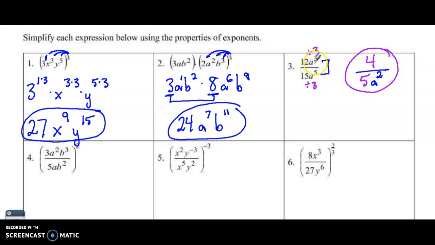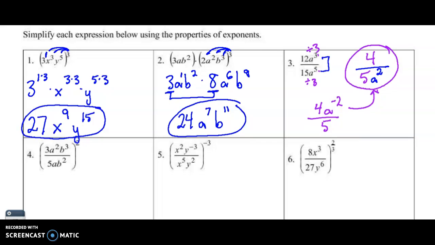Now, if you do this problem differently, you might do 3 minus 5 and get a to the negative 2nd power. But here's the thing, we never leave our answer with a negative exponent. So how do we fix the negative exponent? We move it to the denominator and make it positive.